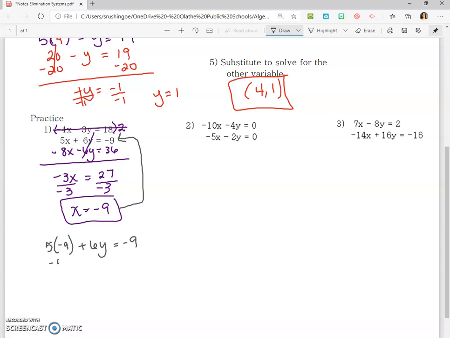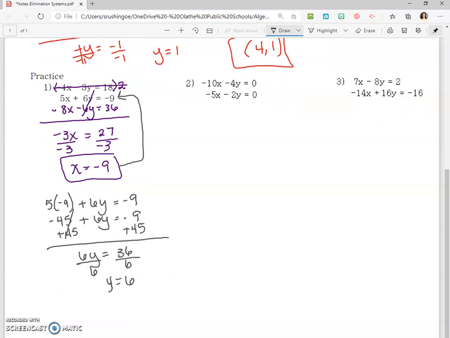And then we multiply here and add the 45. 6y is equal to 36. And divide by 6. So we get y is 6, which means my answer is -9, 6.